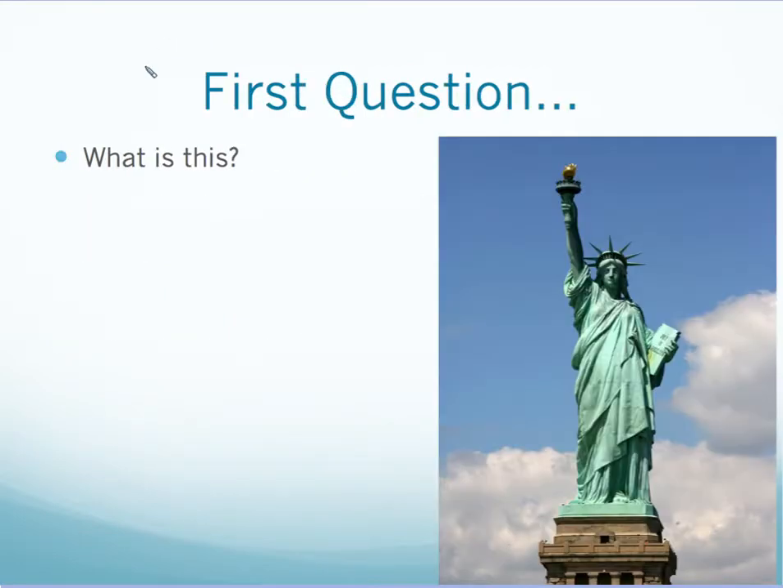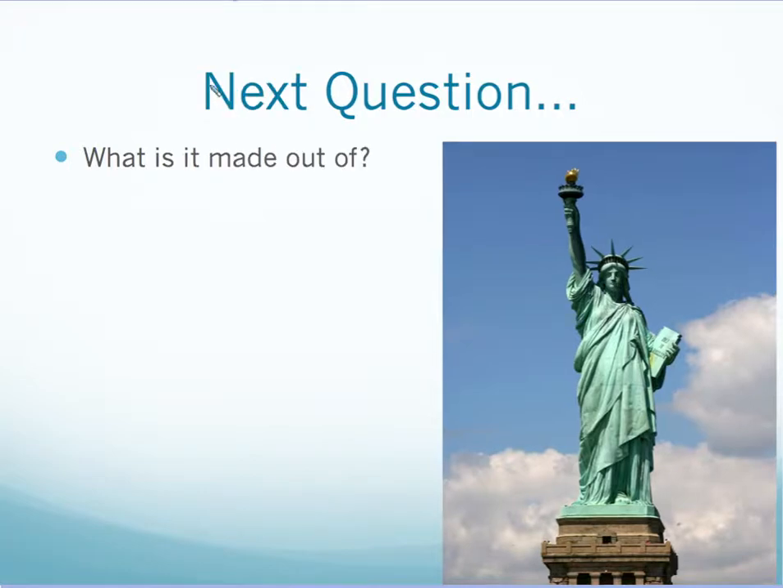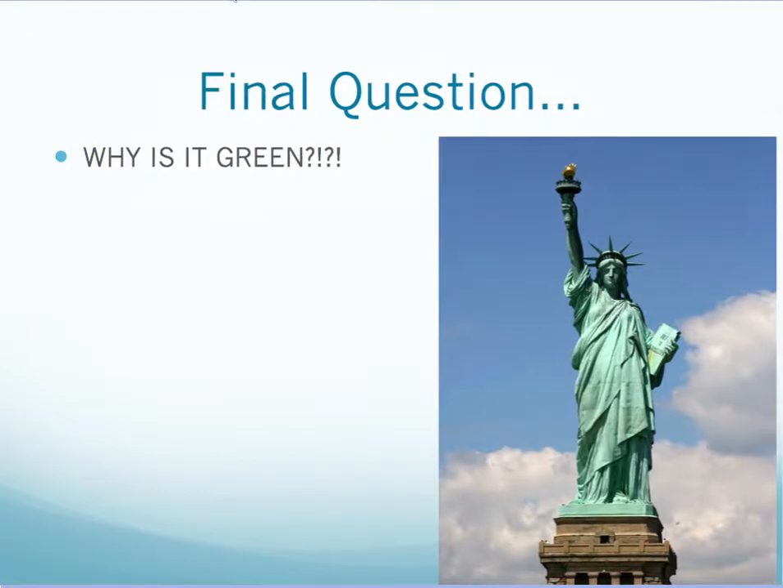So for starters, what is this picture here? You should know that's the Statue of Liberty. Okay, second question, what's it made out of? Maybe you know, maybe you don't. That's made out of copper. And so my final question is, why is it green? Because copper doesn't look like that.